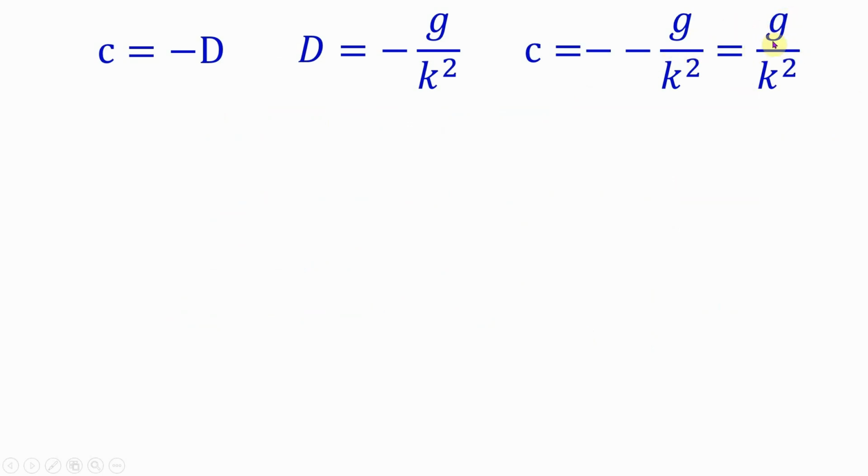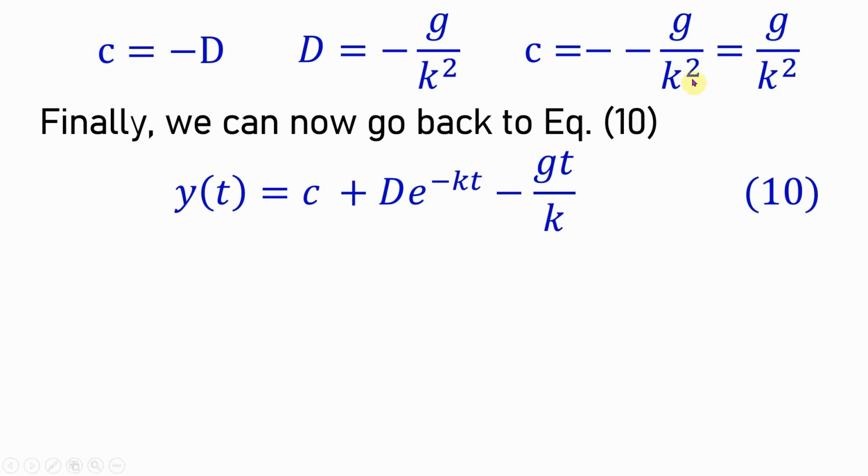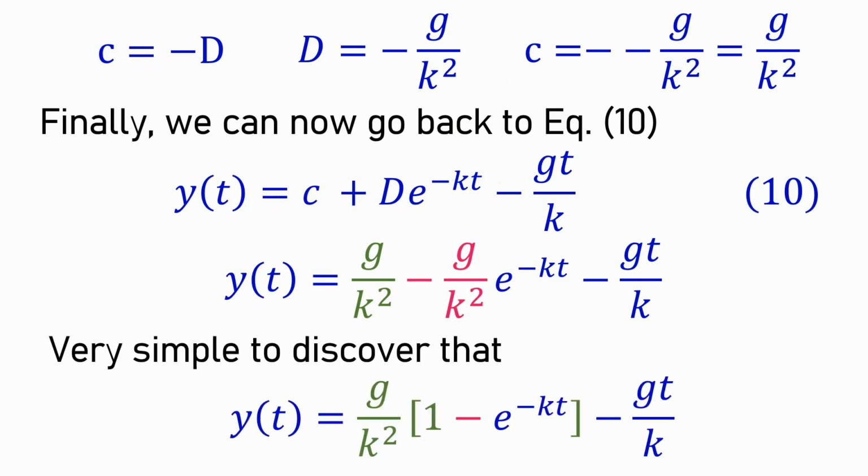So finally, we can go back to our equation 10, remember that we imposed the first condition on this. We also use the second condition to get our d and c. So if we substitute it, you now see that this is what we're going to obtain. Then very simple, we can just factorize g over k squared, then we obtain this. So we can now see clearly that this is how we obtain the expression which we're going to use later.